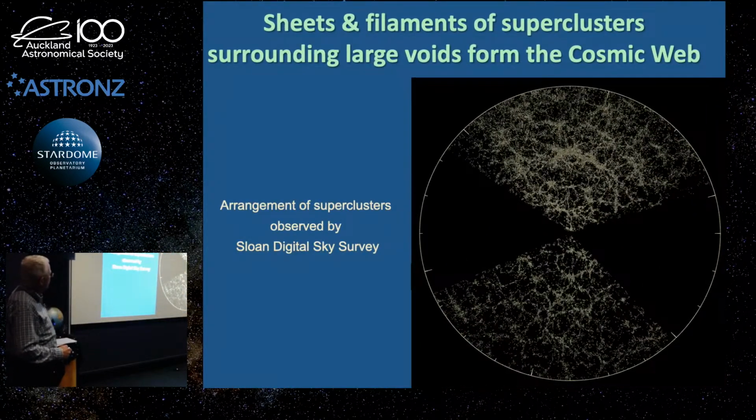And this is some real data. That is the arrangement of superclusters. That is real data from the Sloan Digital Sky Survey. So you can see there, look, all these sheets and filaments of clusters and superclusters with these sort of voids in between. So that's actually the arrangement of the universe as they see it on extremely large scales.